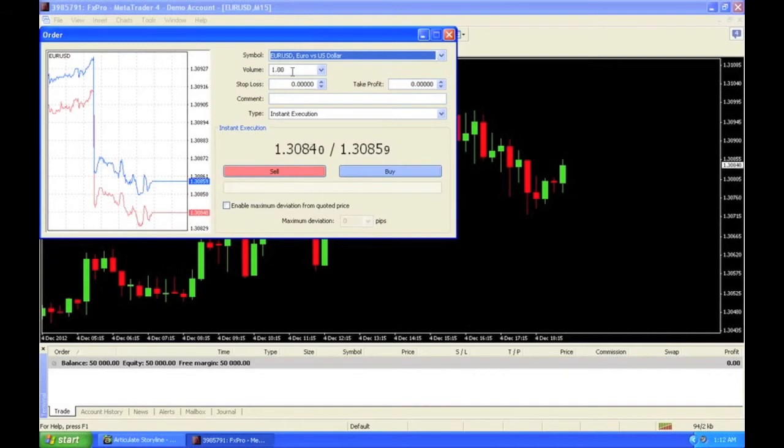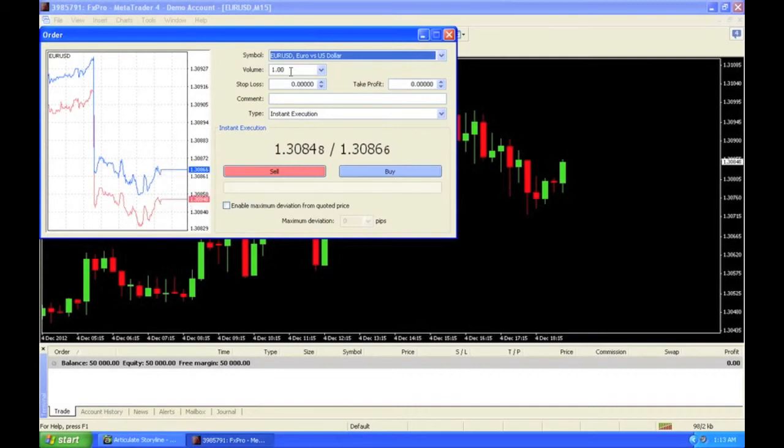Now, when it comes to volume, what does volume mean? Volume is your trade size that you're going to open. Okay, things in the forex market work in lots. Now, a standard lot is 100,000 units. A mini lot is 10,000 units. A micro lot is 1,000 units.